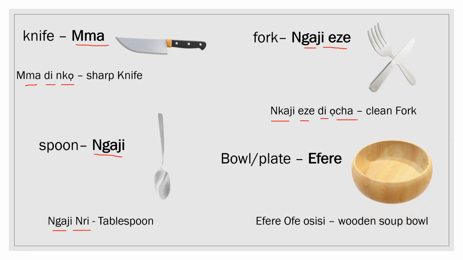The next one we have here is efere, which is bowl. Efere ofe osisi, wooden soup bowl. Ofe is soup. Osisi is wood.